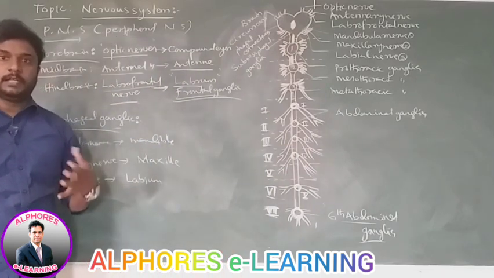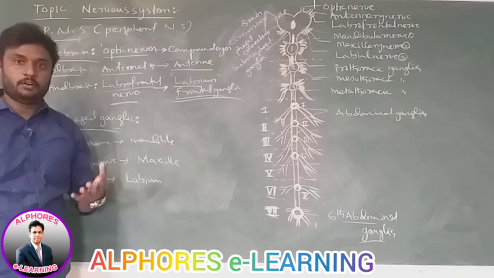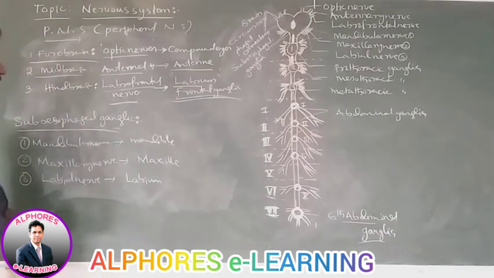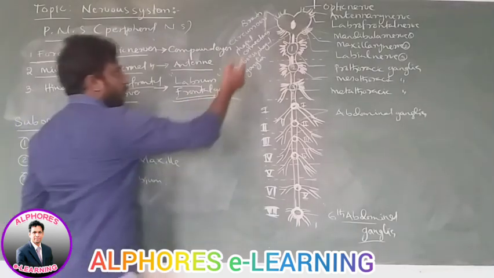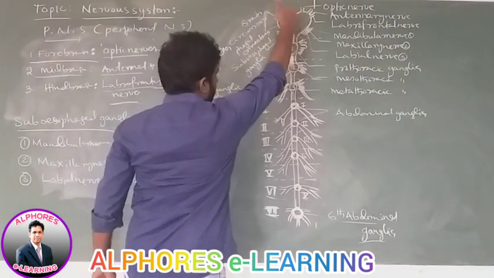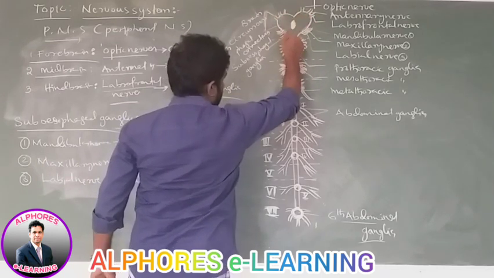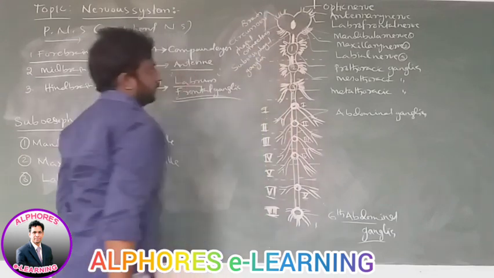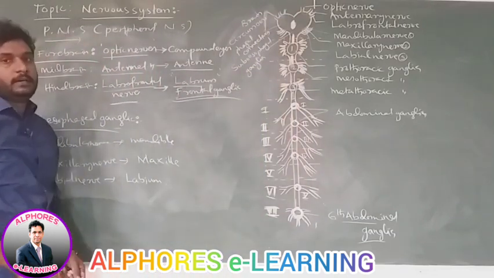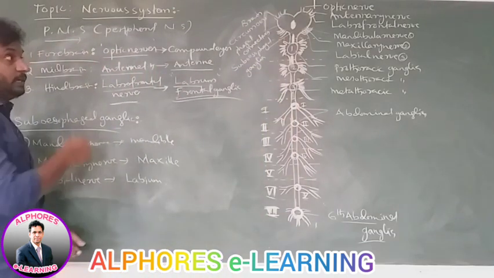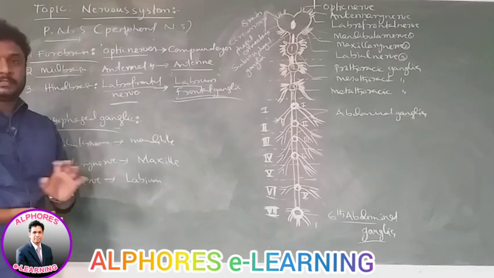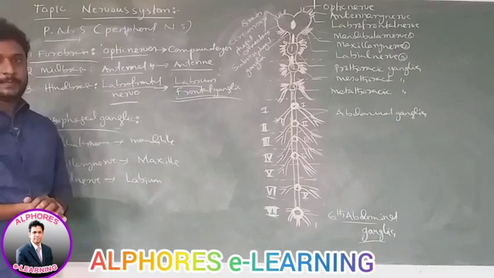From the nerve ring, how many pairs of nerves arise? Here 3 pairs, here 3 pairs. In total, 6 pairs of nerves arise from the nerve ring. This side 3, this side 3. Total 6 pairs of nerves are arising from the nerve ring. This is the first part of the PNS.